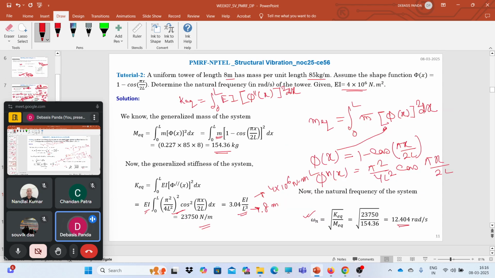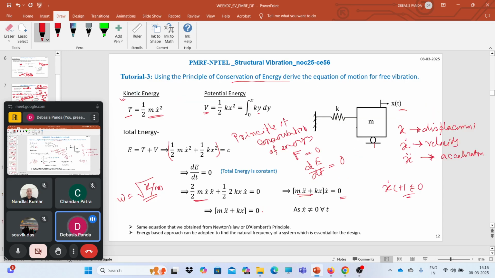And then we solved a few problems related to this, like here we have solved a problem where the shape function, EI, and mass per unit length were given, so we get the value of natural frequency. And then we have seen that the equation of motion, whatever we have developed using D'Alembert principle and Newton's law, and also using the principle of virtual work, we can use the conservation of energy to get this response, or to get the equation of motion for this system too.